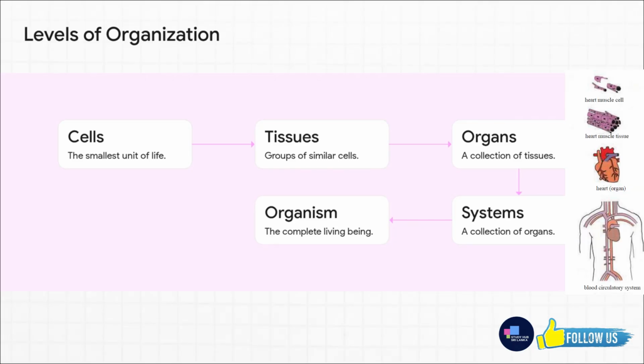And because these cells are so specialized, they organize themselves into levels. A group of similar cells working together forms a tissue. Different tissues then come together to form an organ, like your heart. Organs then work together in systems, like the circulatory system. And finally, all of those systems together, well, they make up the complete organism, like you and me.